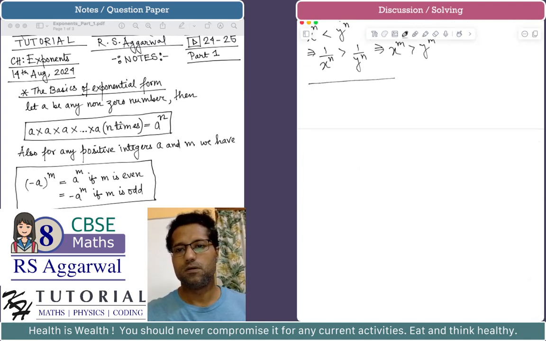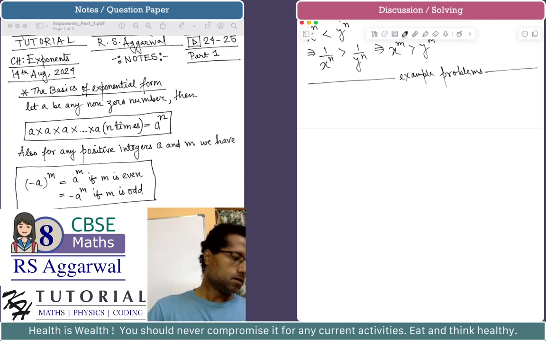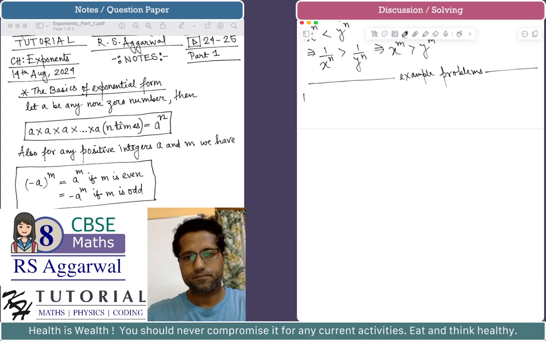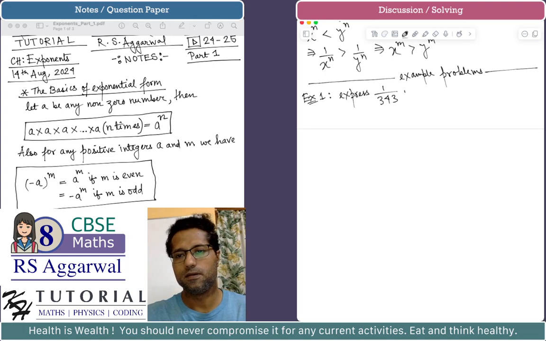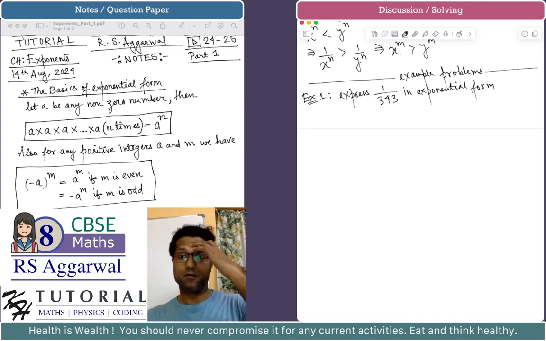Now let's try some example problems. How do we express 1 by 343, that is, expressing a given rational number in exponential form?